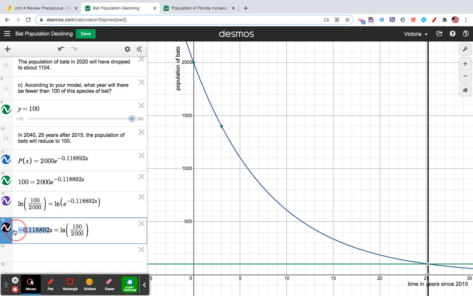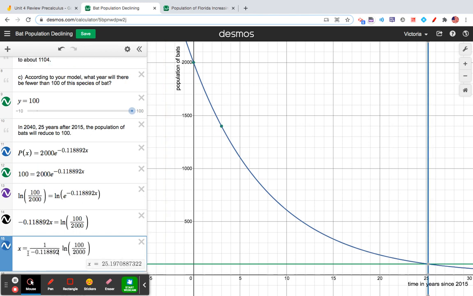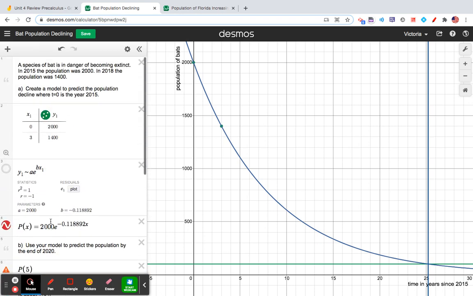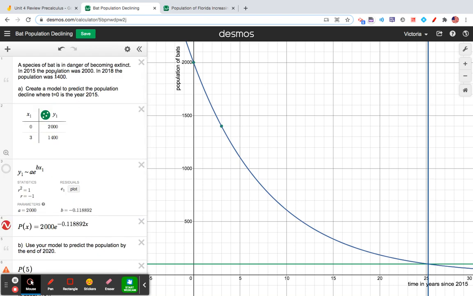Now, to get x by itself, I want to divide by this coefficient, right? So once again, I copy my equation. I am going to divide by that expression, that coefficient, or multiply by the reciprocal, so 1 over that coefficient. And there it is, exactly what we said earlier. According to the model, what year will there be fewer than 100 species? In the year 2020. So I hope that helps you see the value of Desmos and how it can really help you solve and make sense of these contextual real-life problems.